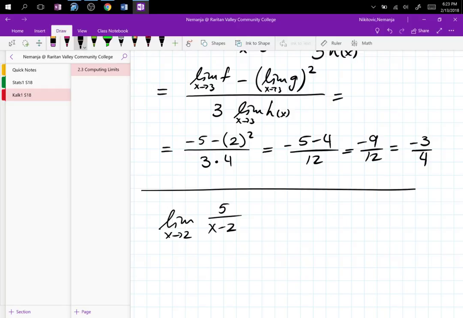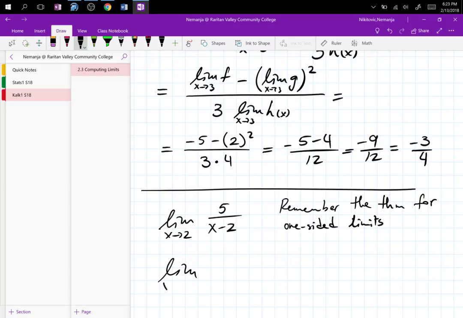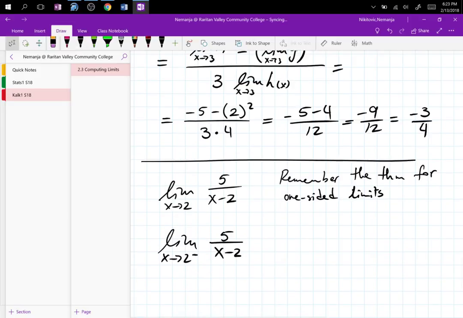So what we do here for this particular limit is we go and we remember the theorem for one-sided limits, which means the limit from the left and the limit from the right. So what you do is you create your limit, x goes to 2 from the left of 5 over x minus 2. You still can't compute it, but you can do the chart. And the chart of values only approaches from the left. So this is just the red side, and you are approaching 2 from the left.